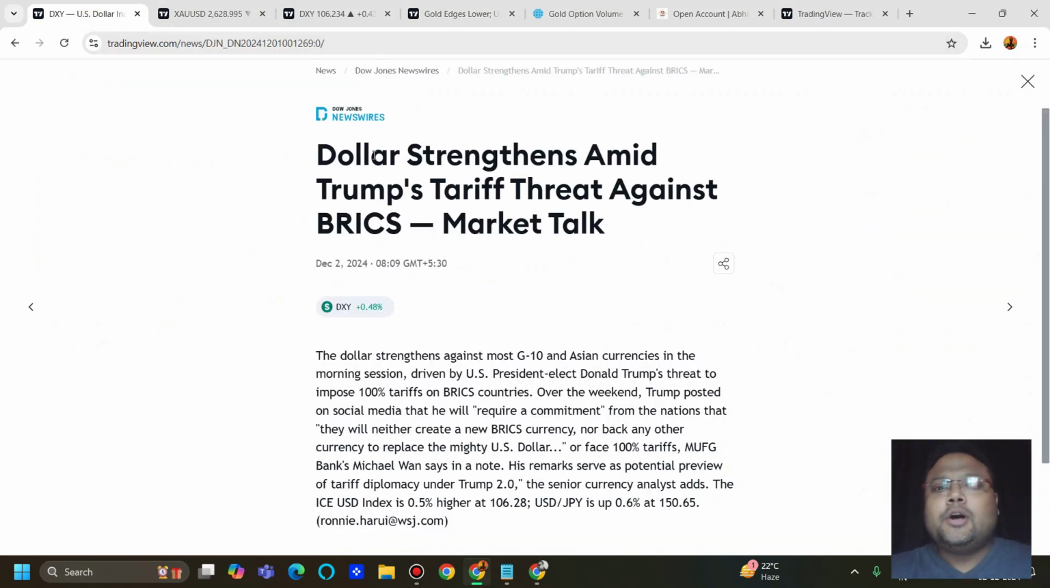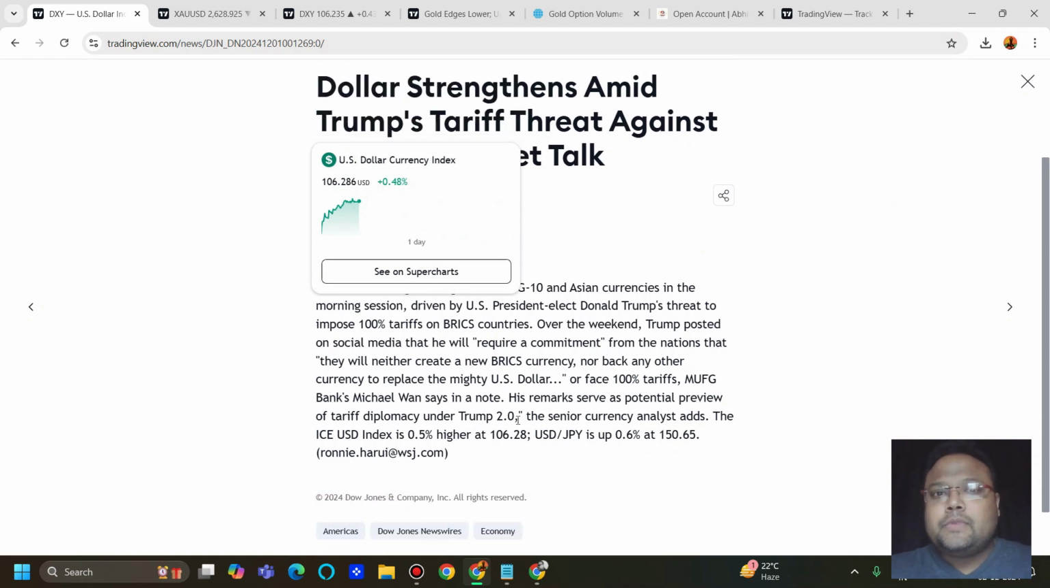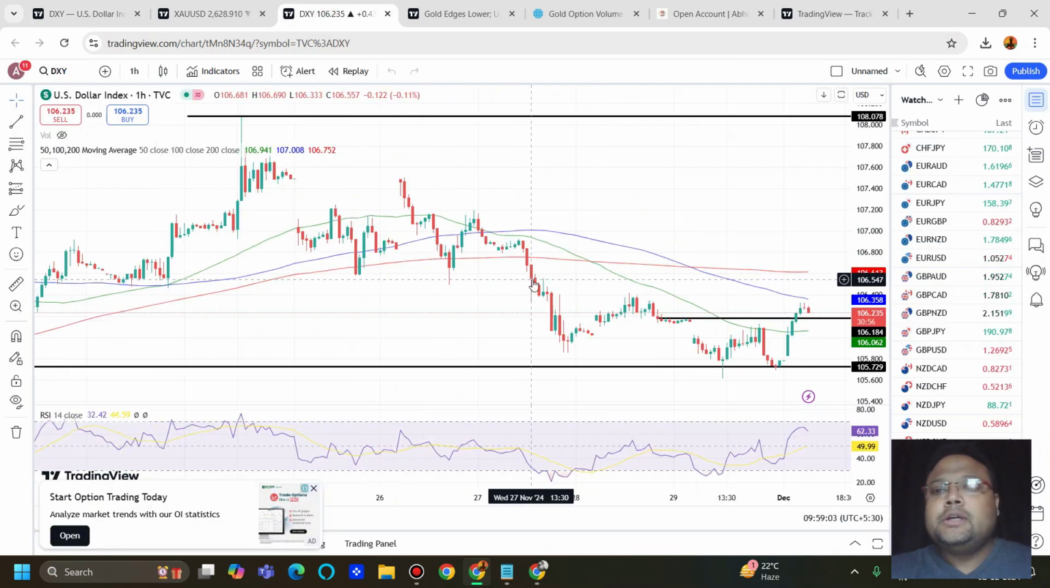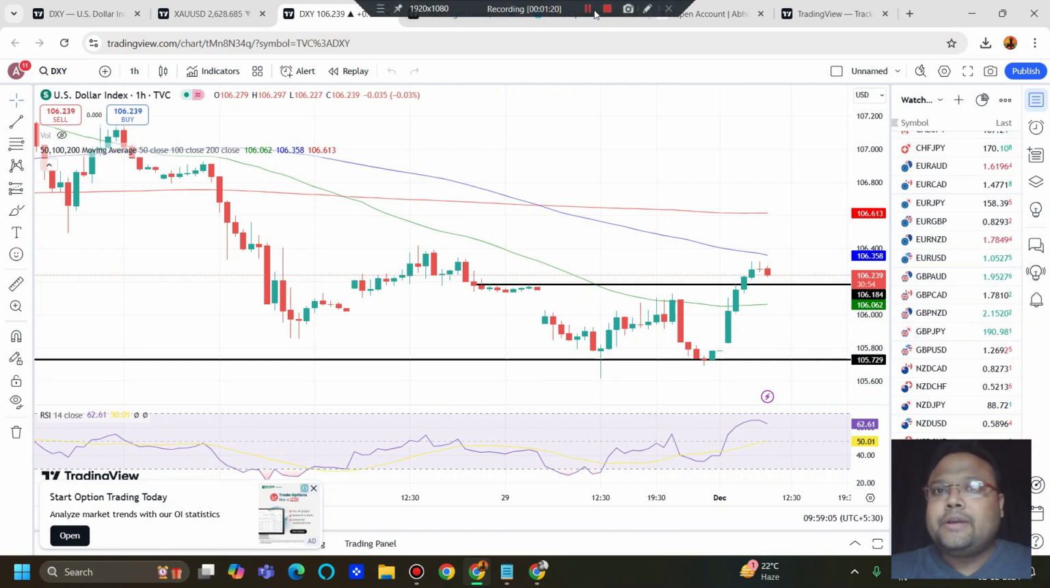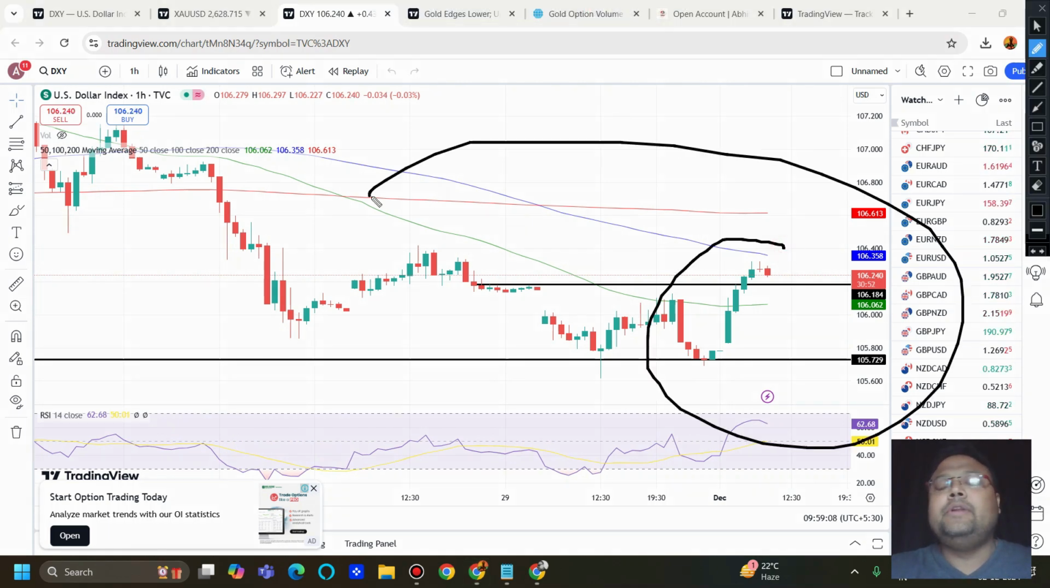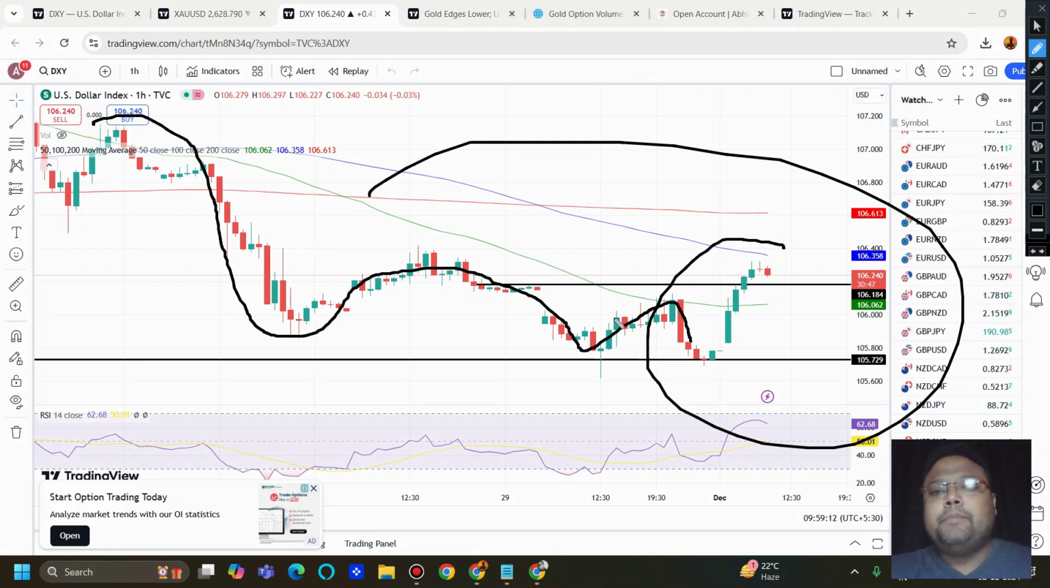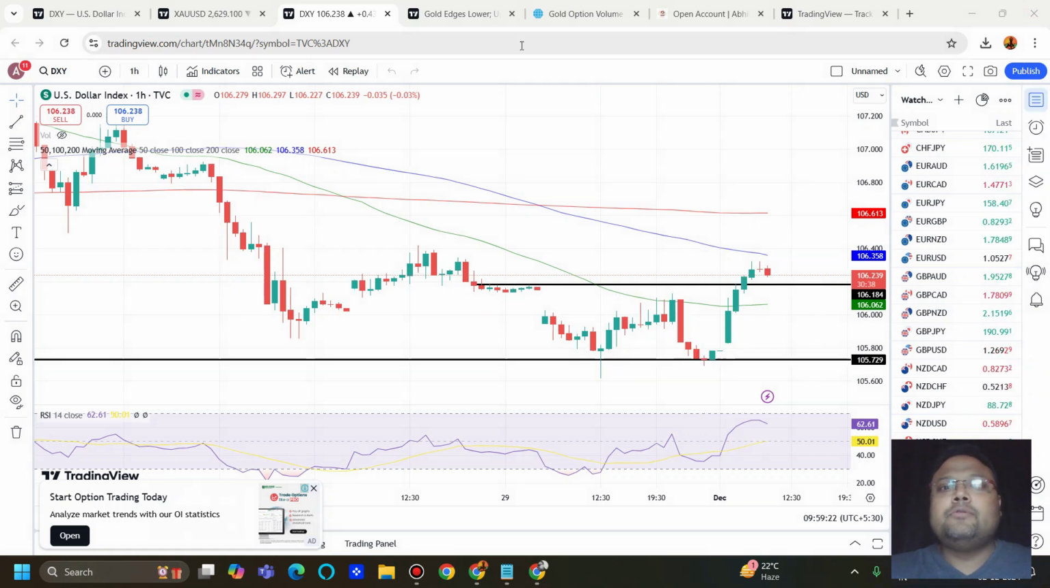So what was the news? Dollar strengthens amid Trump's tariff threat against BRICS. This was big news for the world, due to which we got to see a good amount of upside, or you can say recovery, on the chart of DXY. You can see the structure of DXY was bearish, forming lower highs and lower lows, and now we can see the structure is changing. And this up move was the reason we got to see a good amount of pressure on the chart of gold.